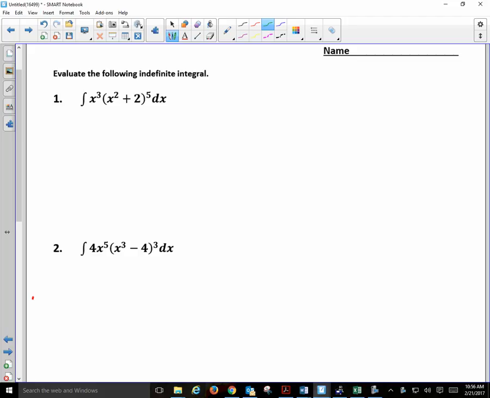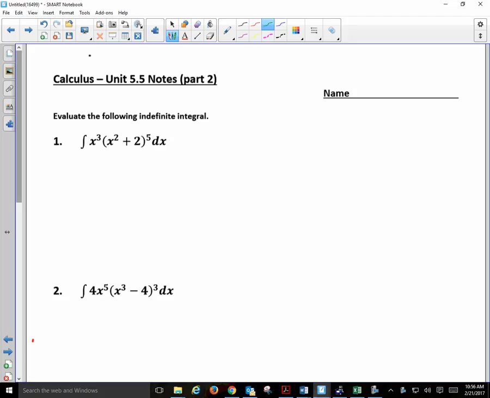Today, you're going to have a very short assignment, but they are more challenging problems. We'll simply add on to the last assignment. Today we want to continue to identify indefinite integrals. This is 5.5 notes again, but this is part 2. Now we're going to see integrals are more challenging.